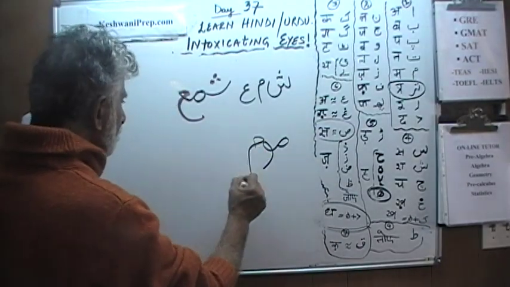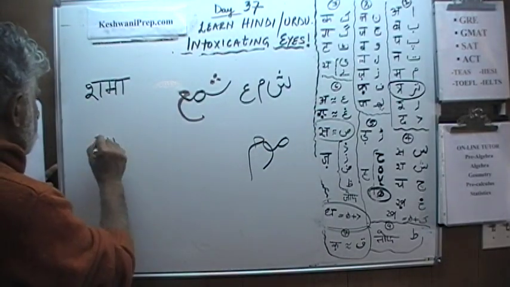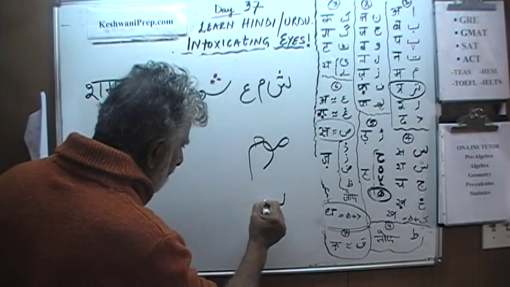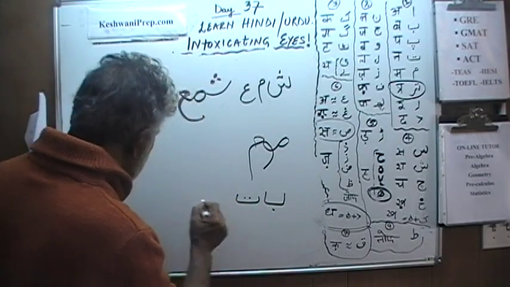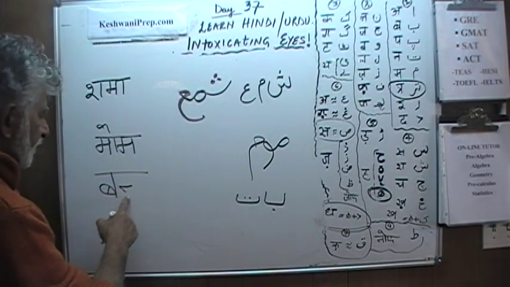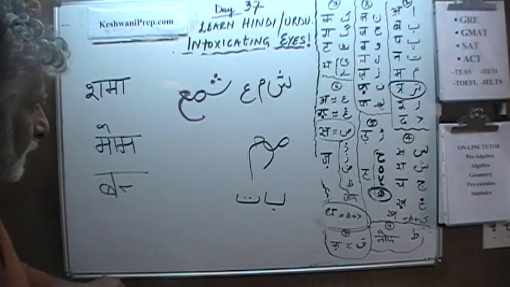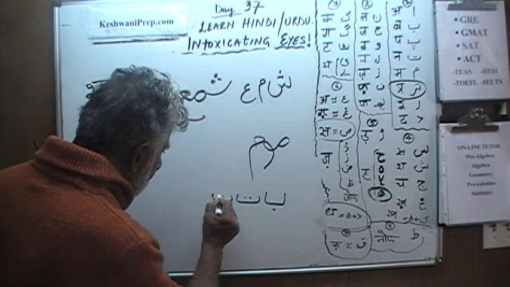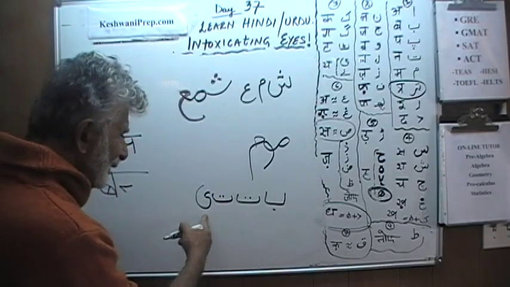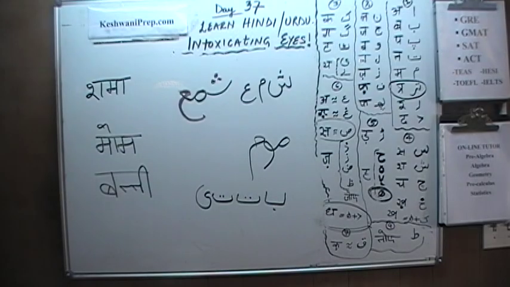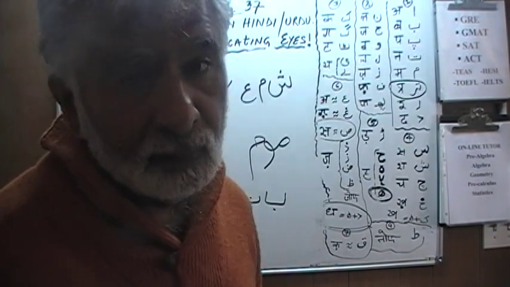Mom, mom, mom, and then b and t, b and t, but this t is going to be pronounced with the b. So it's but, and then another t with the choti e, which makes a badi ki matra. What does it read now? It reads Mombatti.